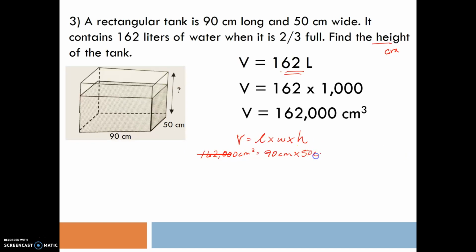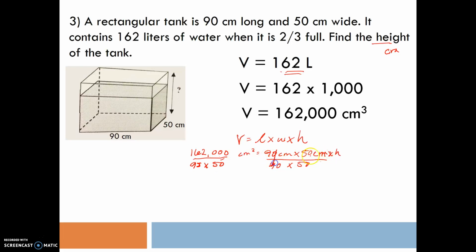Oops, it keeps wanting to change slides on me there. Okay, so we've got our numbers substituted in. 162,000 centimeters cubed equals 90 times 50 times height. Then we want to divide both sides by 90 times 50 centimeters so that we can isolate that h, that height, by itself.